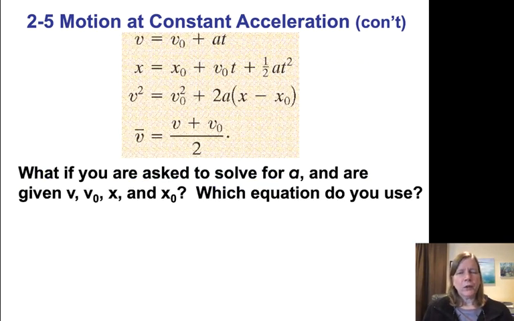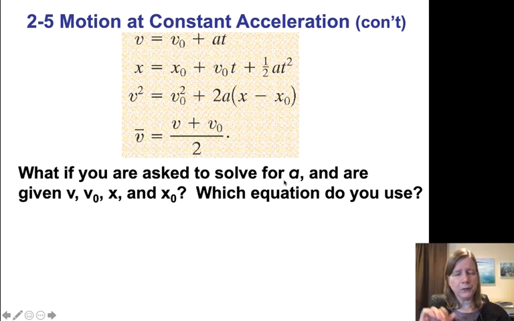All right, to start to get a little bit familiar with these equations, let's ask a few questions. So you're asked to solve for acceleration, and you're told it's a constant acceleration problem, and you're given a final velocity, an initial velocity, a final position, an initial position. What equation do you use? And to solve this, it's a bit of a hunt and peck. I'll look at these, and basically I want an equation that doesn't include time, because time is a variable that I wasn't given, and I don't have acceleration.